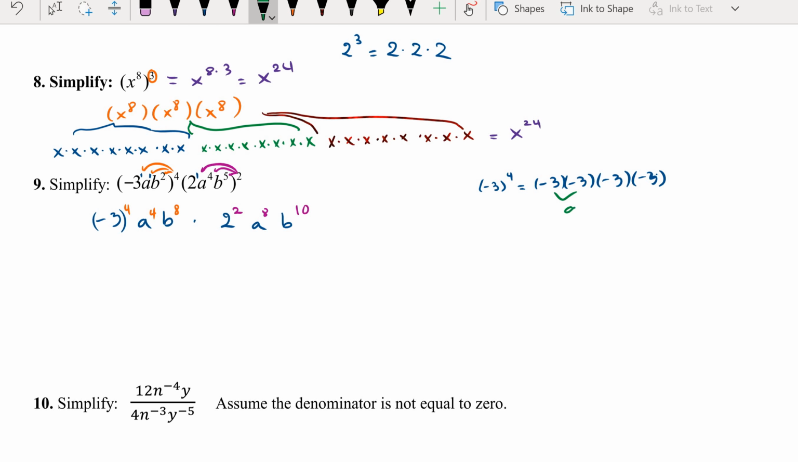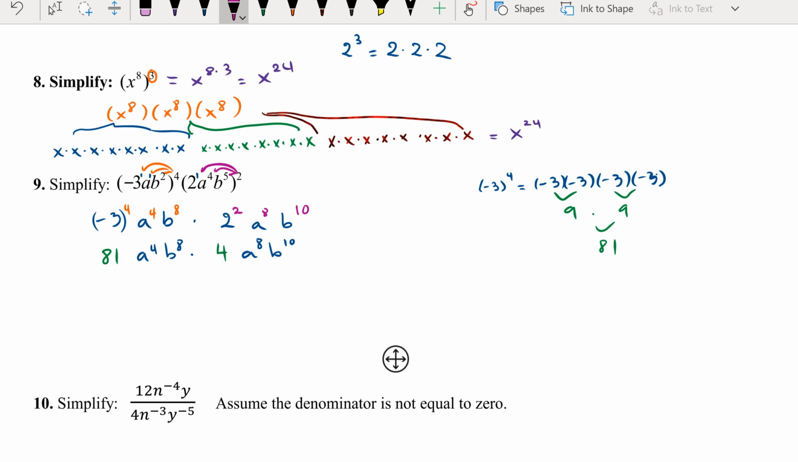-3 times -3 is +9 times another 9. That will give me 81. So -3 to the 4th power is 81 times a to the 4, b to the 8 times 2 squared will give me 4 because 2 times 2 is 4, a to the 8 power, b to the 10. Keep in mind that they all multiply each other.